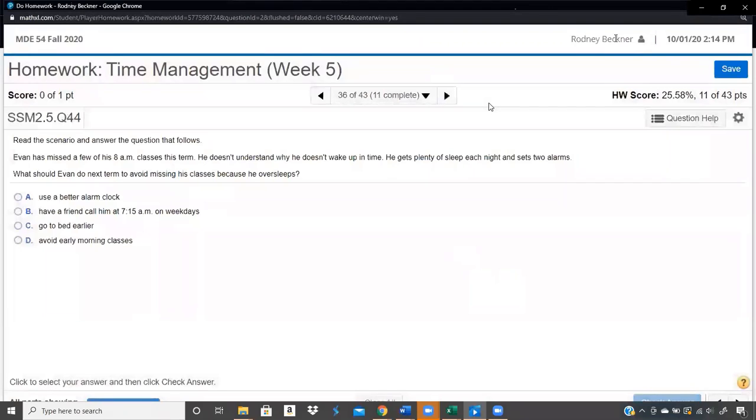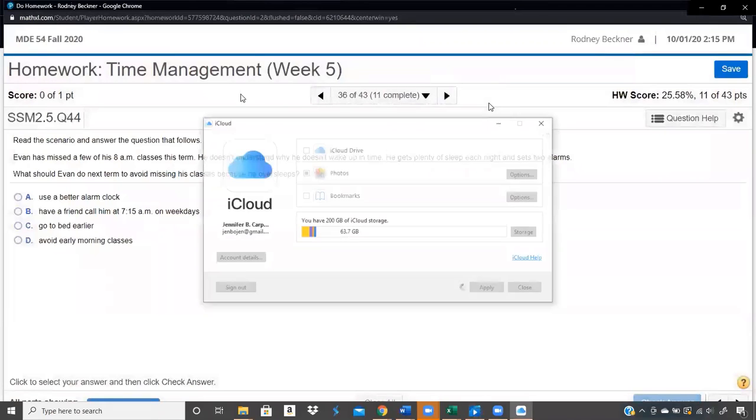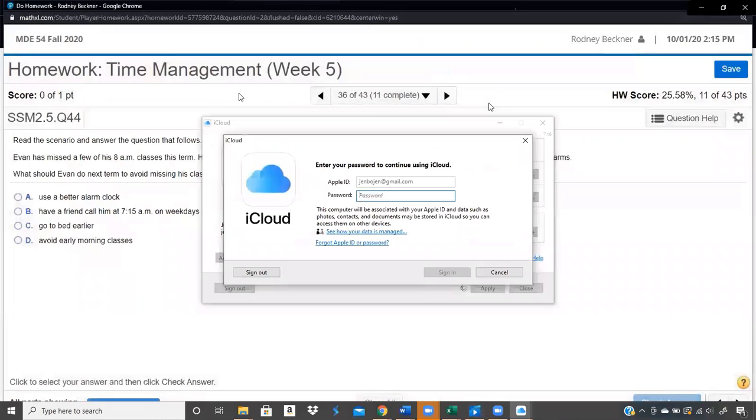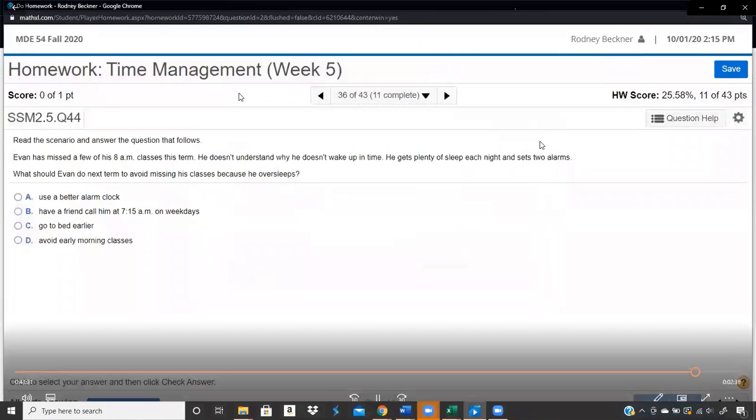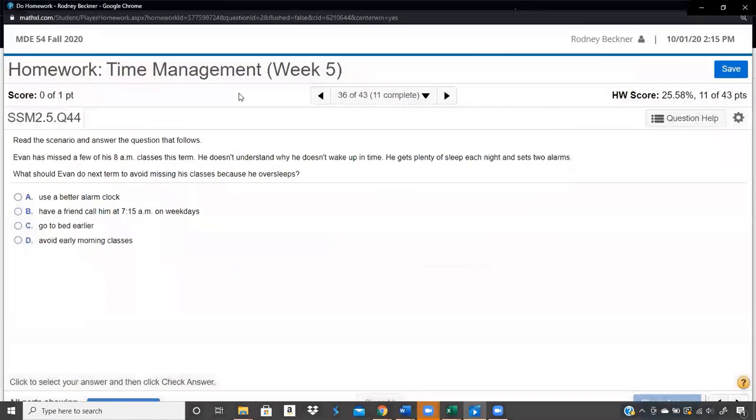I keep lying. One more. Even Evan has missed versus odd Evan. Sorry, math jokes. Evan has missed a few of his 8 a.m. classes this term. Shame on Evan. He doesn't understand why he doesn't wake up on time. He gets plenty of sleep each night and sets his 2 alarms. What should Evan do next term to avoid missing his classes because he oversleeps?